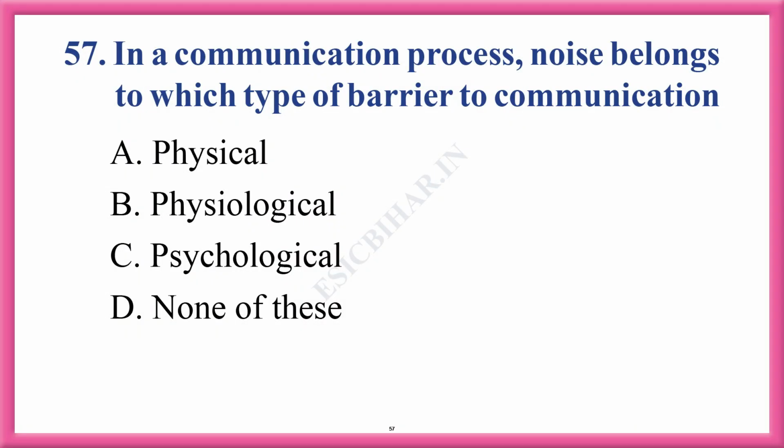Question 57. In a communication process, noise belongs to which type of barrier to communication? A. Physical. B. Physiological. C. Psychological. D. None of these. And the answer is A. Physical.